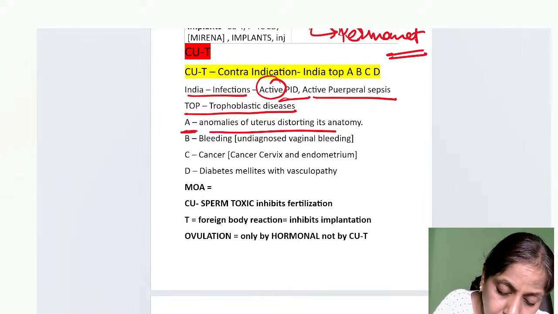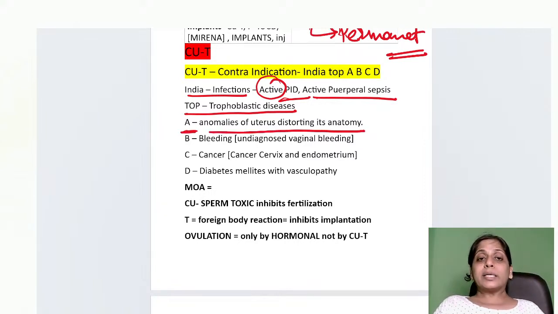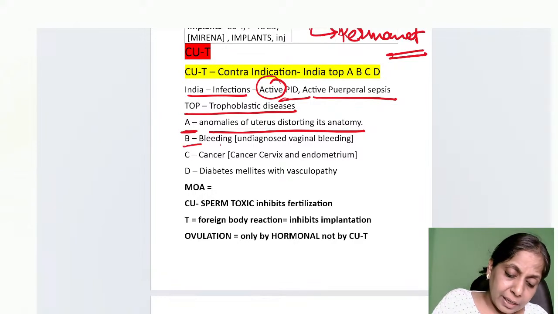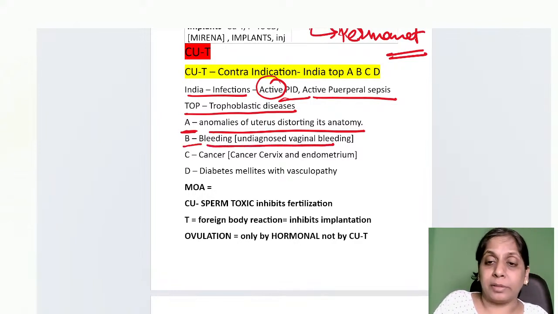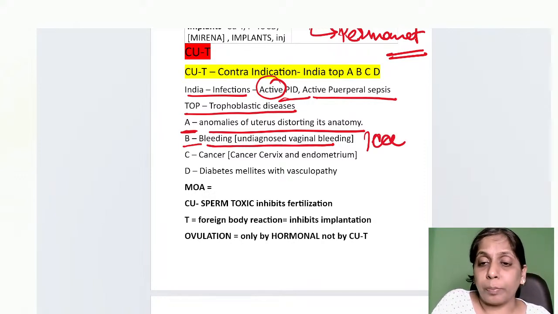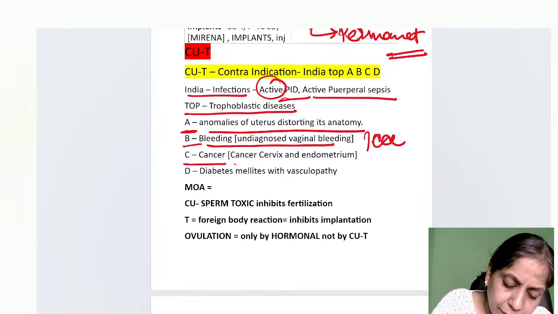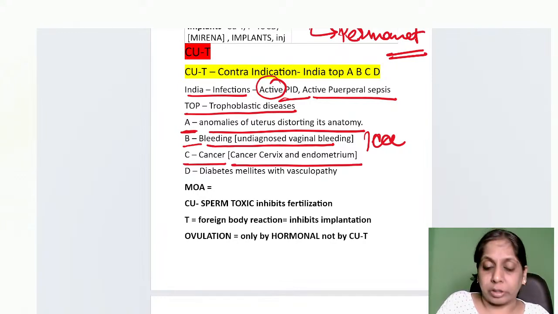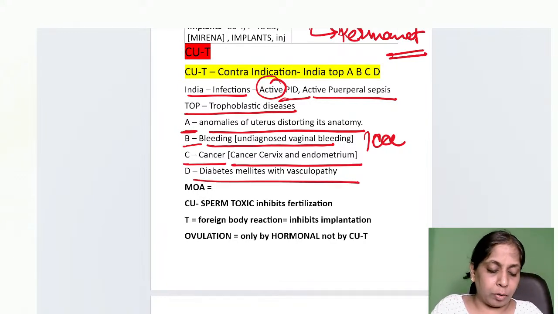A is anomalies of the uterus, distorting its anatomy. Okay, B is bleeding, undiagnosed vaginal bleeding, because undiagnosed vaginal bleeding means cancers. So we are not going to put it over there. C stands for cancer cervix and cancer endometrium. D stands for diabetes with vasculopathy.